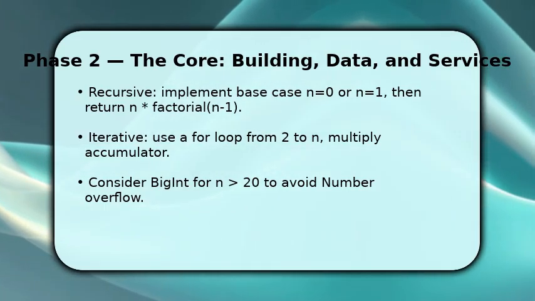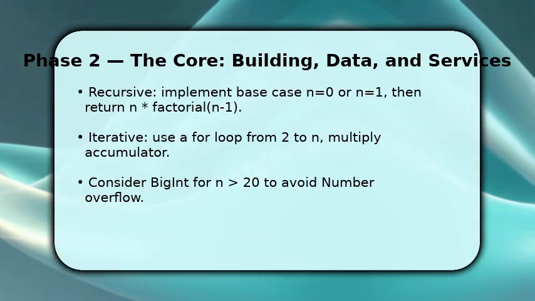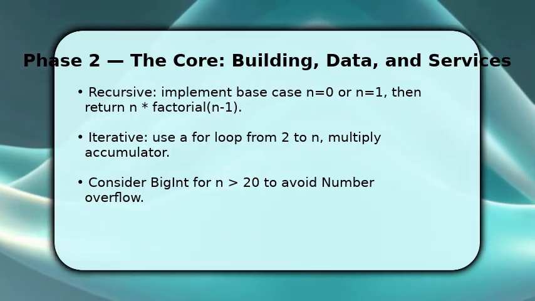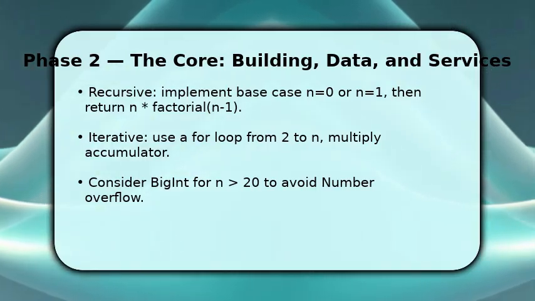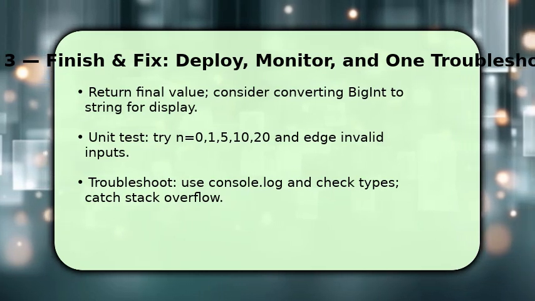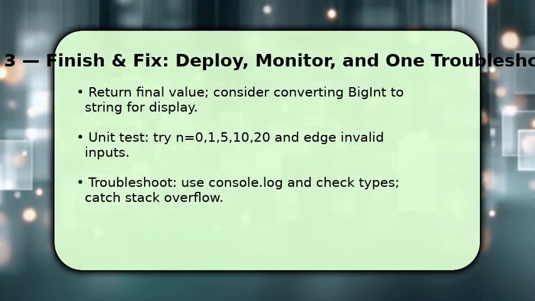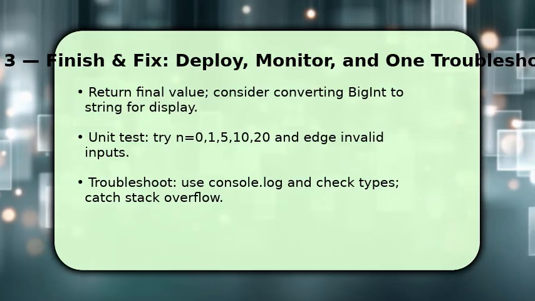Once done, consider precision. JavaScript Number overflows after about 20, so use BigInt for large n, or switch algorithms for huge inputs. You finalize the function by returning the computed result, and if you used BigInt, convert to string for display when needed.